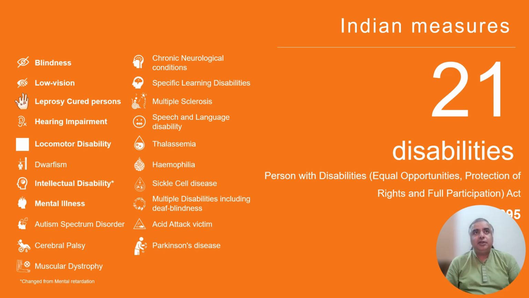dystrophy, chronic neurological conditions, specific learning disabilities, multiple sclerosis, speech and language disability, thalassemia, hemophilia, sickle cell disease, multiple disabilities including deaf blindness, acid attack victims, and Parkinson's disease.